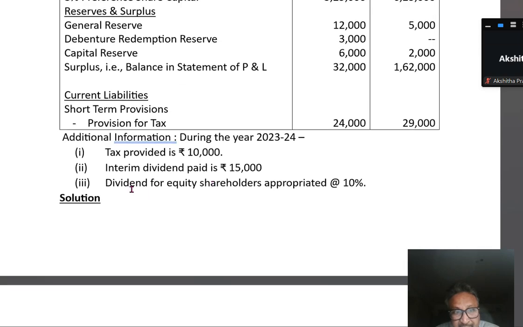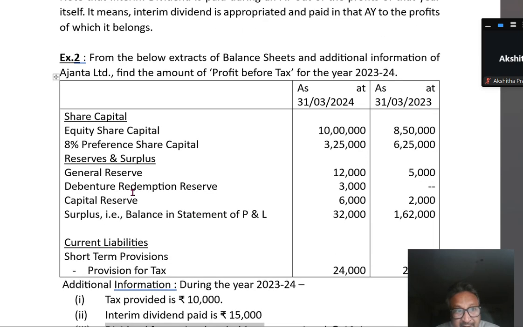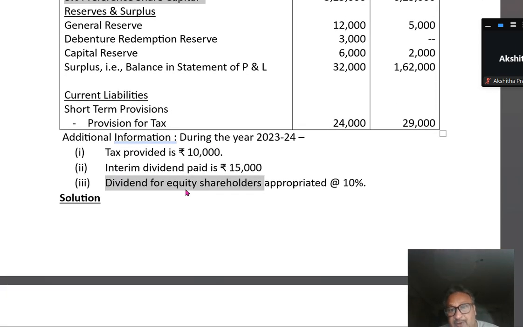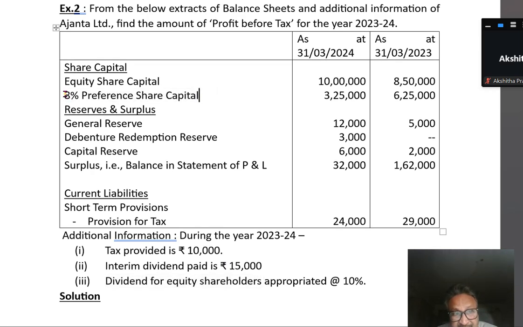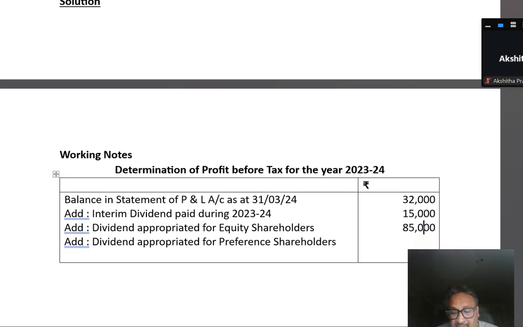Since we are appropriating dividend for equity shareholders, we already have in our capital structure preference share capital, and we know that preference share capital are paid dividend first. It means we also need to appropriate dividend for preference shareholders, whether mentioned in the question or not. The rate of dividend to preference shareholders is 8%. So 8% of 6,25,000 we will appropriate, and that comes to rupees 50,000. So that we will add here.